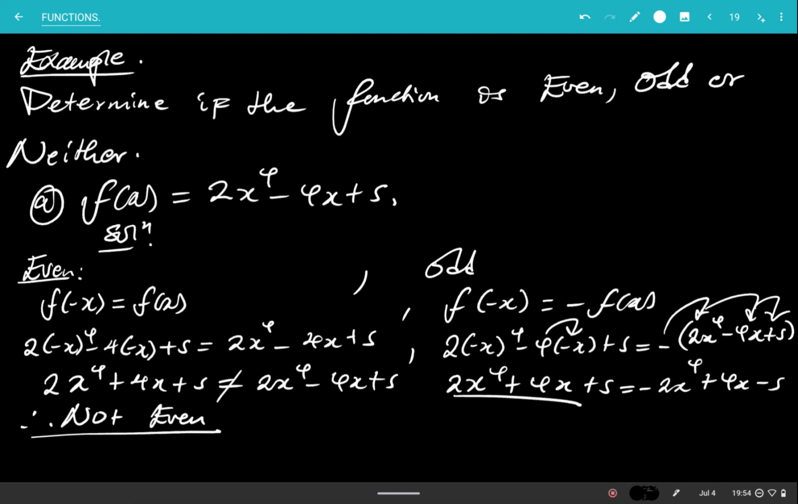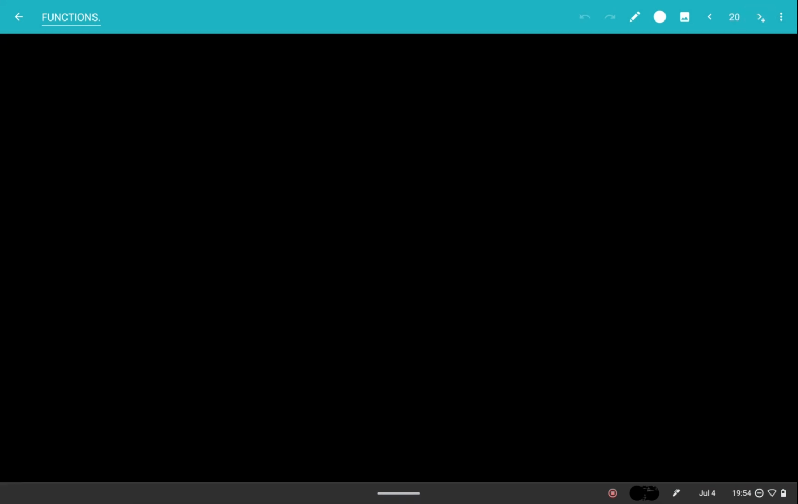So basically this is not equal to this portion here. So it's not odd. So basically it's not even and it's not odd. So it's neither. So we'll say that this implies that f of x being equal to 2x to the fourth minus 4x plus 5 is neither.